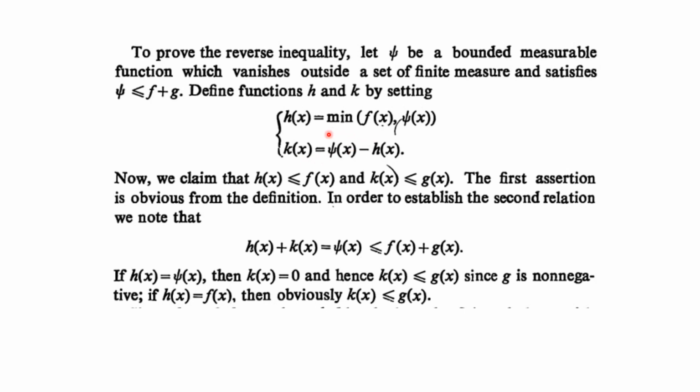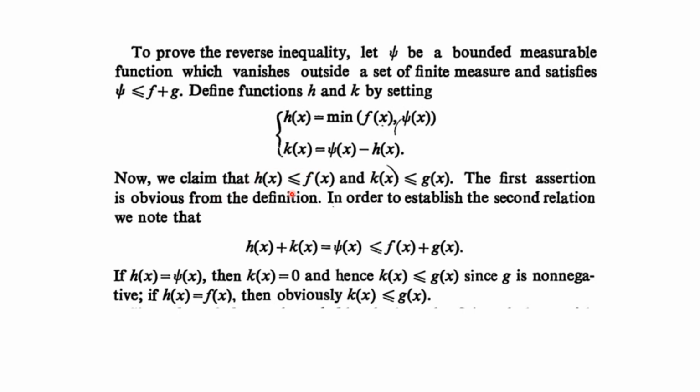And a third observation. Now just see, you can substitute the value of psi(x) from here. Our psi(x) is less than or equal to f plus g minus h, but h is less than or equal to f. So ultimately you will get k(x) less than or equal to g(x), right? So what we claim is that h(x) is less than or equal to f(x), and k(x) is less than or equal to g(x).